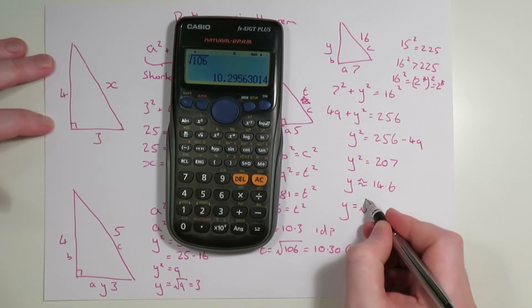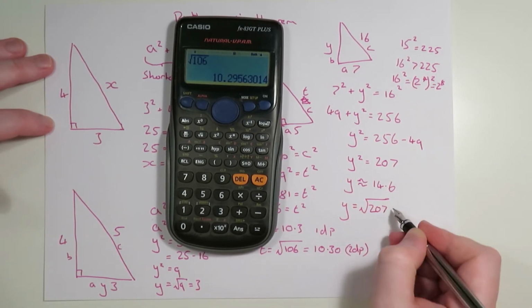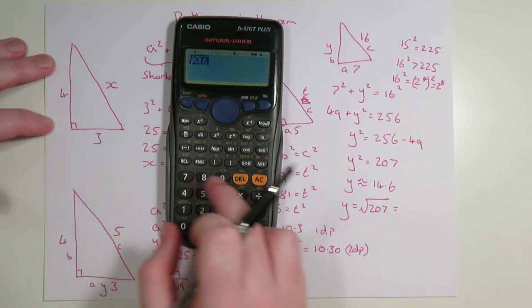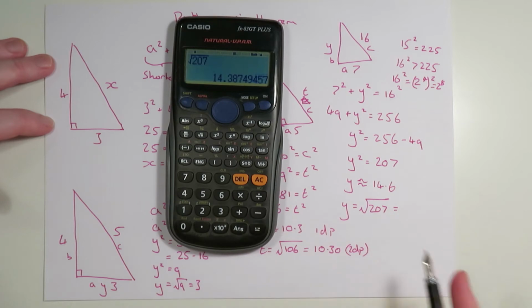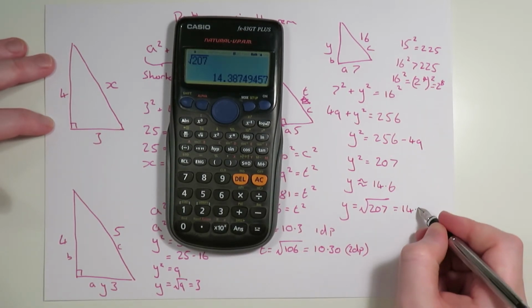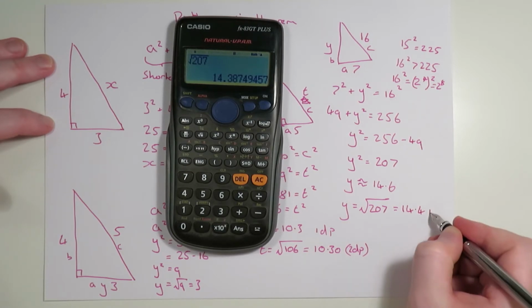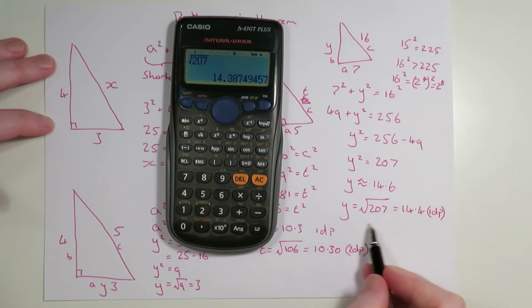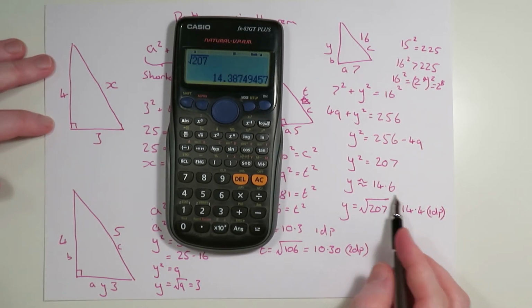Let's say that y is the square root of 207. So let's work that out. The square root of 207, which is 14.3, I'll just say 14.4 to 1 decimal place. So yeah, there we go. I was a little bit off, but not too bad of a guess.